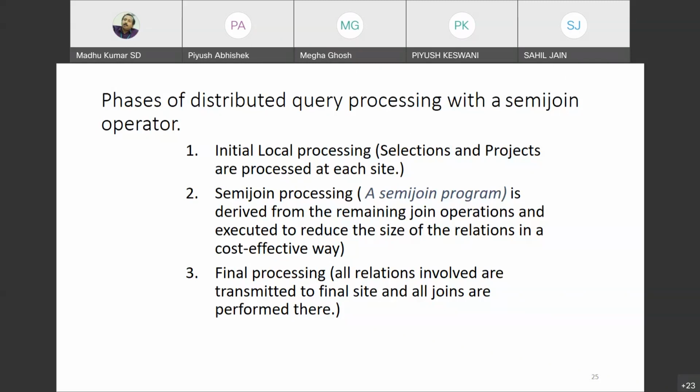The first step is initial local processing, where selection, projections, etc. are applied on the table. Then the semi-join processing, also called the semi-join program, is derived from the remaining join operations and executed to reduce the size of the relation in a cost-effective way. The third step is final processing, where all relations involved are transmitted to the final site and all joins are performed there. We will see that with an example in the next slide.